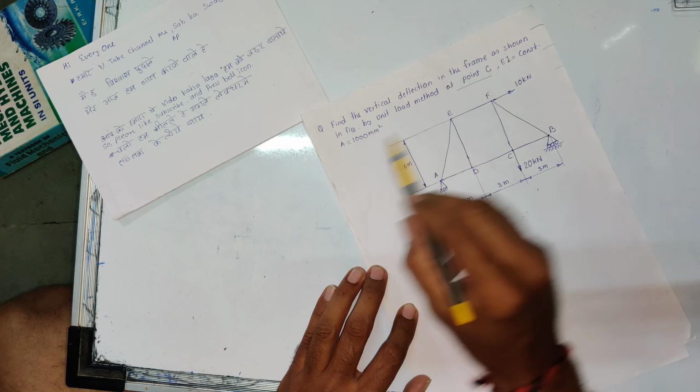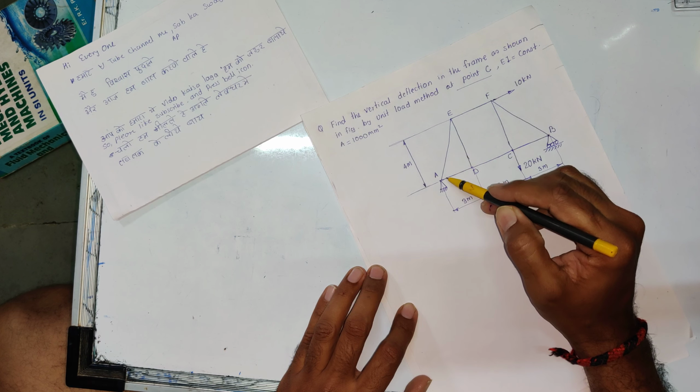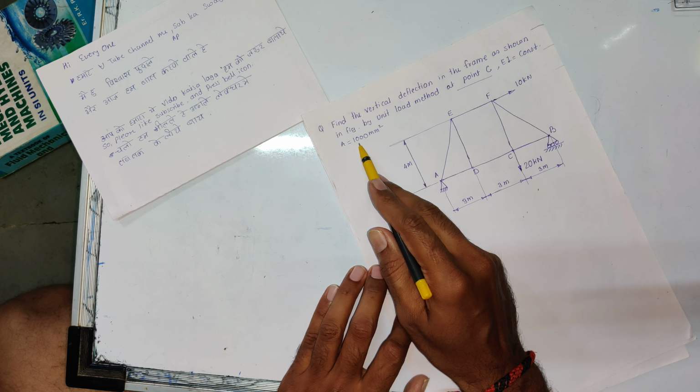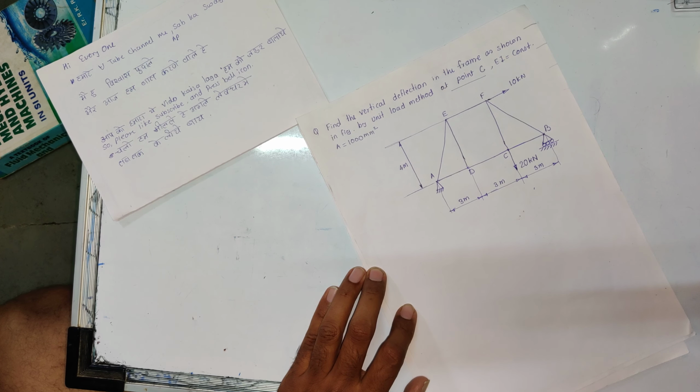EI is constant and area, that is a section of this member, each member, that area is given, cross sectional area, that is 100,000 mm square. So we'll start.